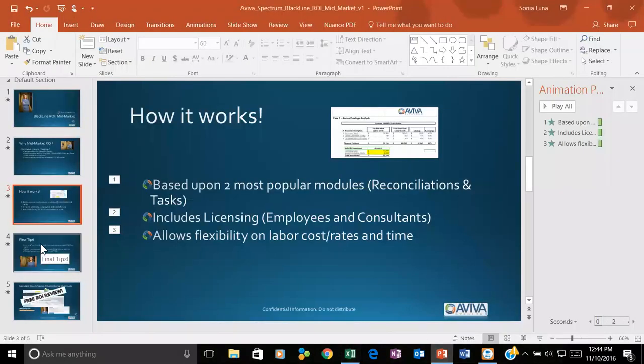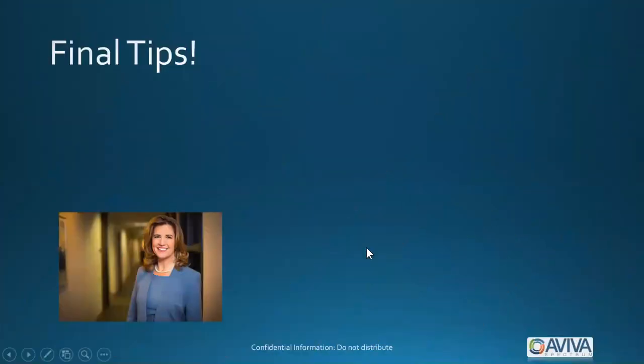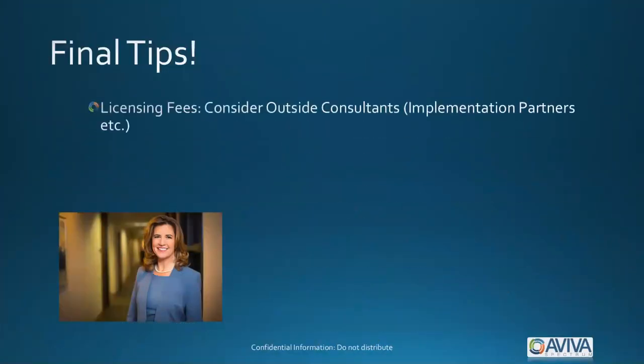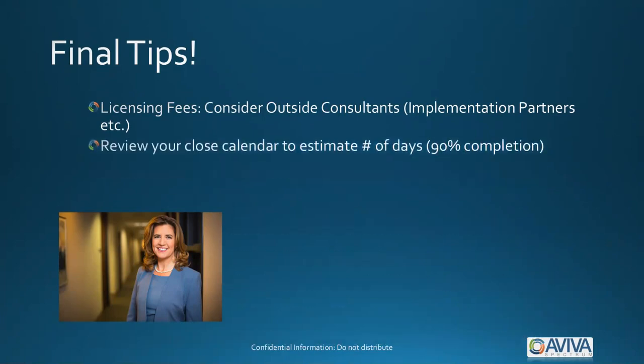Now, let's wrap this up. My final tips on an ROI model in the mid-market space: first, licensing fees. Please consider outside consultants, not just your external auditors, but let's say implementation partners that might need full access. Second, review your close calendar. That's probably one of the best indicators of how much time it really takes your people to get to 90% complete when it comes to those recs and those tasks.